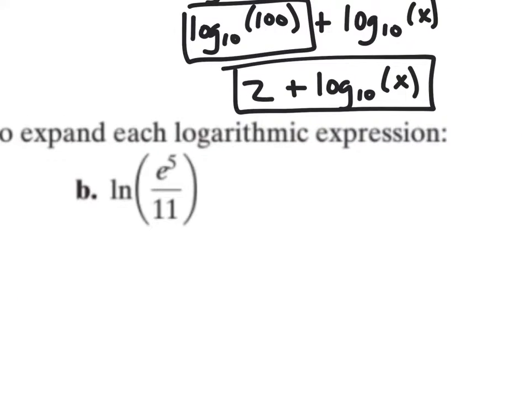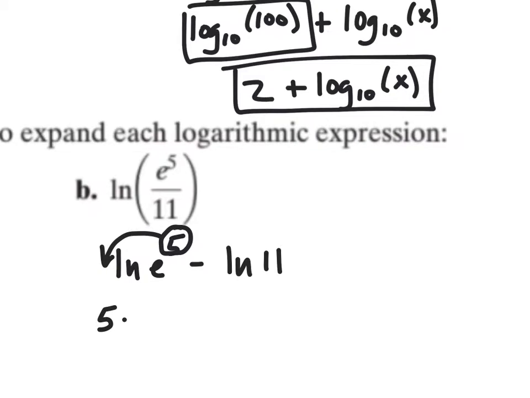Here, natural log, same thing. The other thing I can do is the natural log of e to the 5th, minus the natural log of 11. Now, we're not done. Remember, I can take this 5 and bring that out front and multiply. So I can do 5 times the natural log of e minus the natural log of 11.